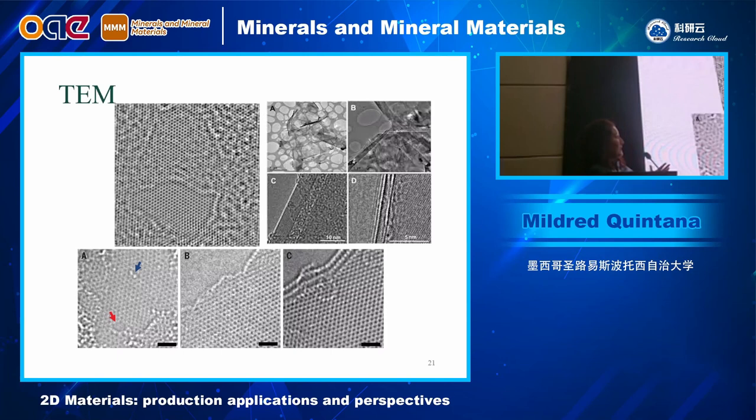You can measure the number of layers on the border, and you can see how these borders are. For example, in this case, borders are very destroyed. They have a lot of oxygen in the border, like this. And there you can see straight borders. And this is how you prepare it by the ultrasonication technology.